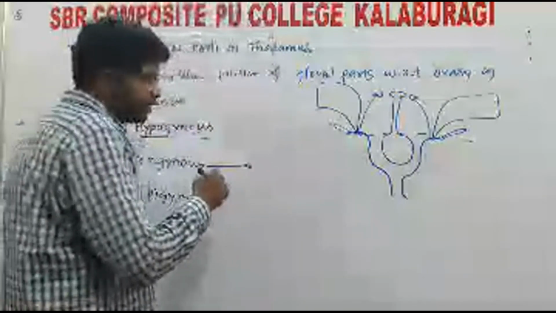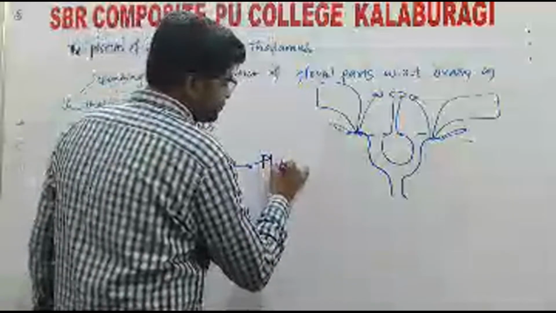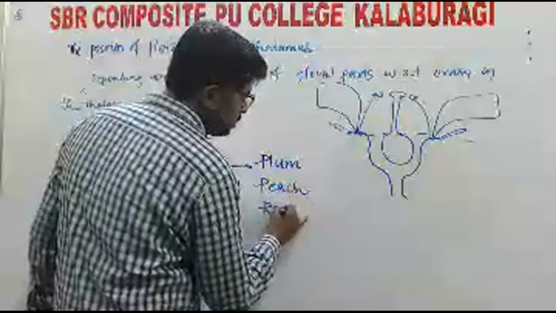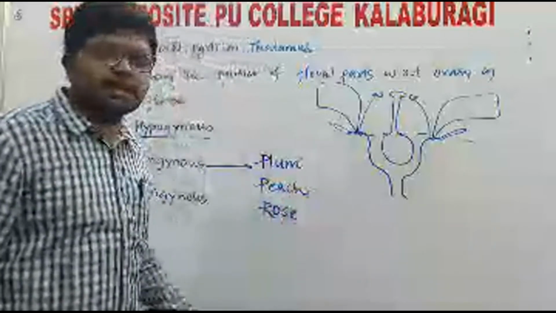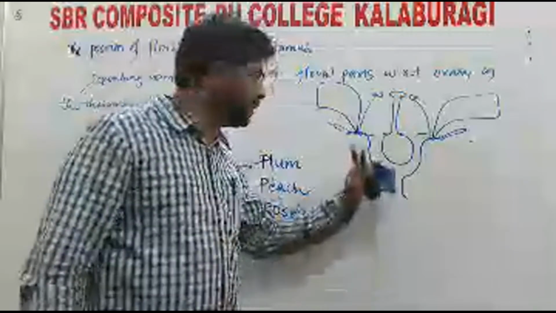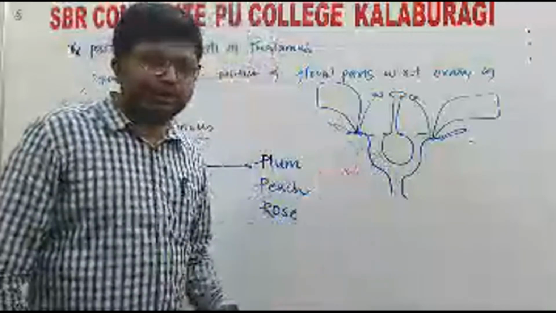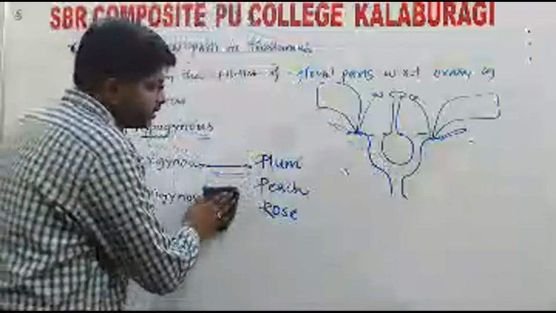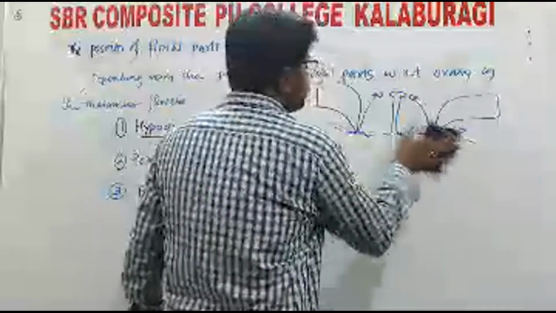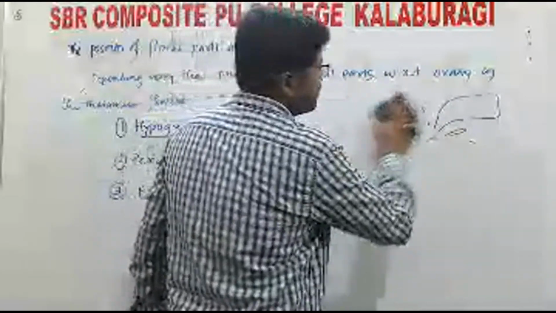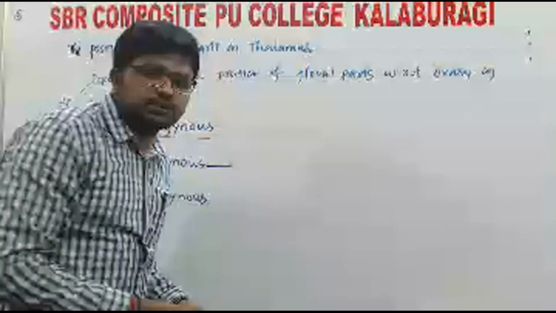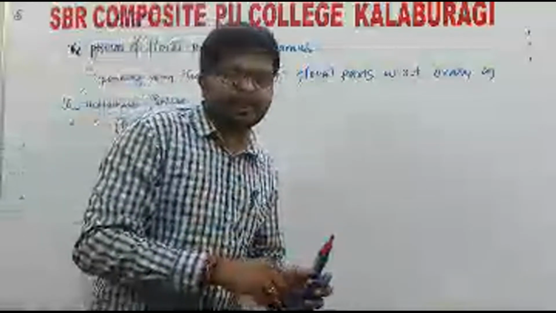What are the examples for this perigynous? Plum, peach, and rose. These are the examples for perigynous condition. In your NCERT book, they have given two diagrams for the perigynous, so you can consider any one of them. Okay. The third type of position of gynoecium is the epigynous. Meaning what? Here, the gynoecium is situated below, whereas the floral parts are above the gynoecium.